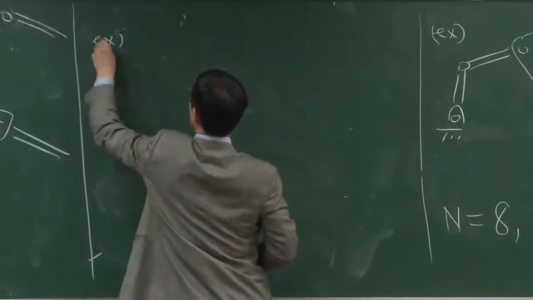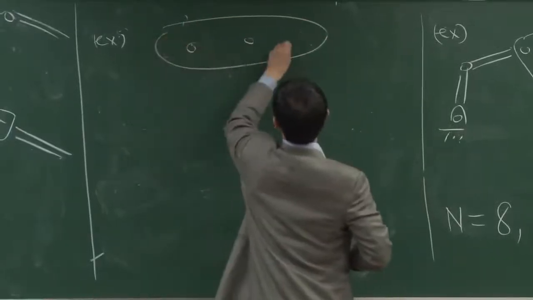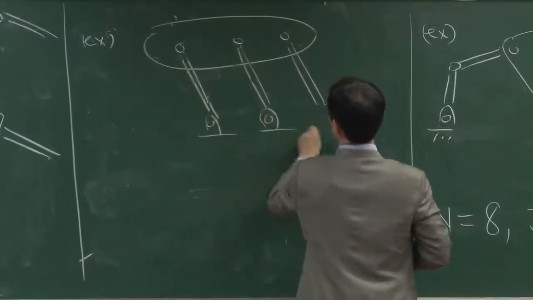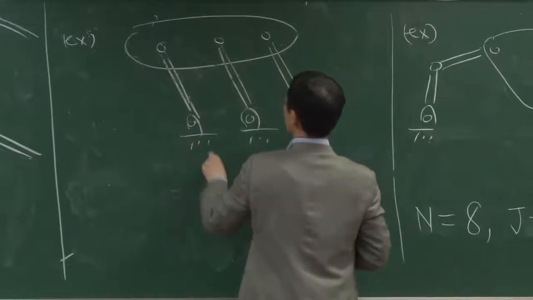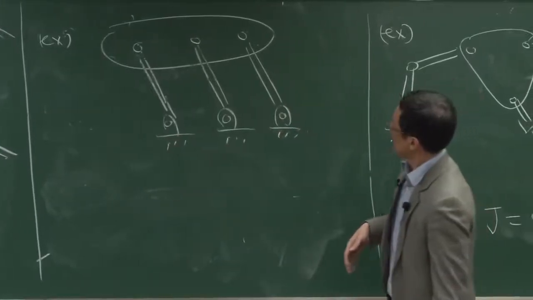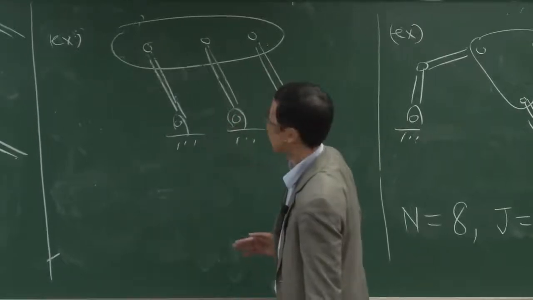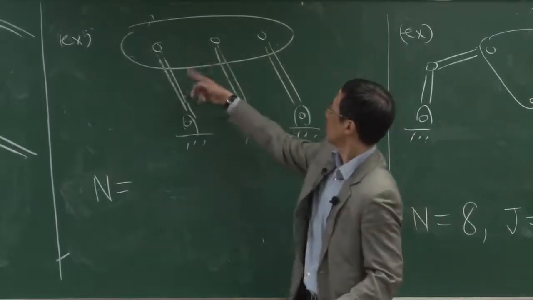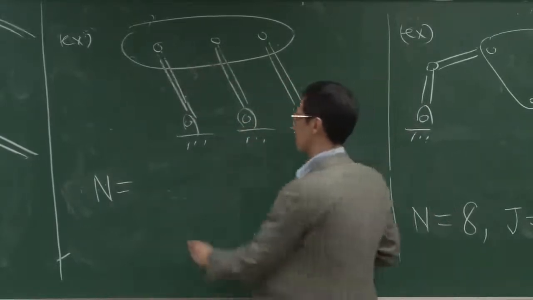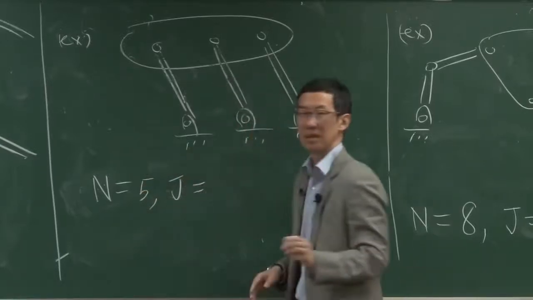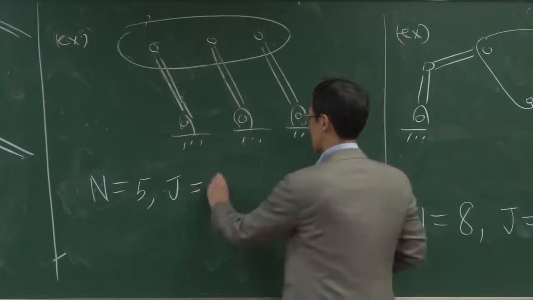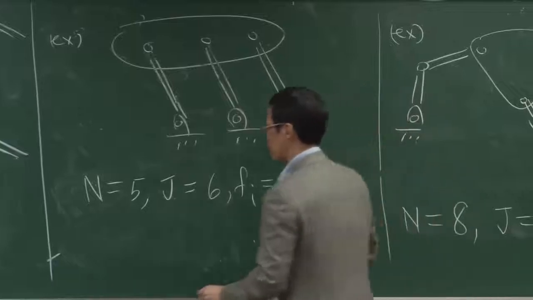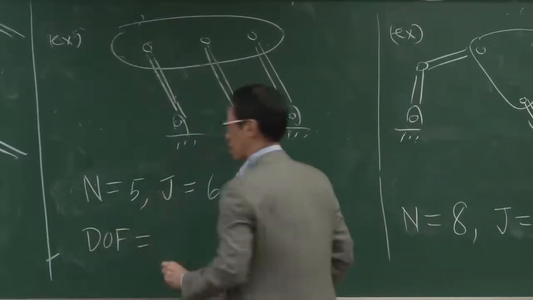All right, let's do another one. So here's one. Let's get to work. Number of links: 1, 2, 3, 4. Ground: 5. Number of joints: 1, 2, 3, 4, 5, 6. Each degree of freedom of the joint is 1. So let's calculate the degrees of freedom.